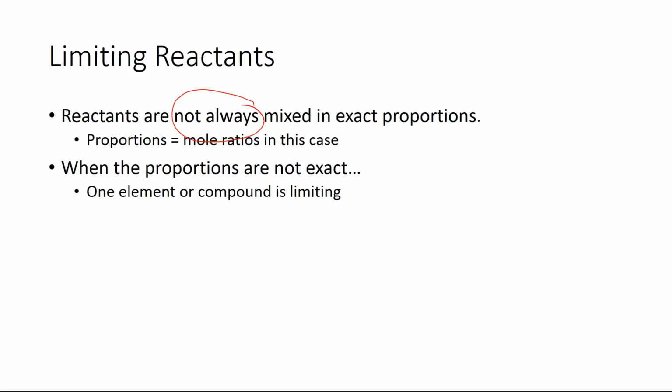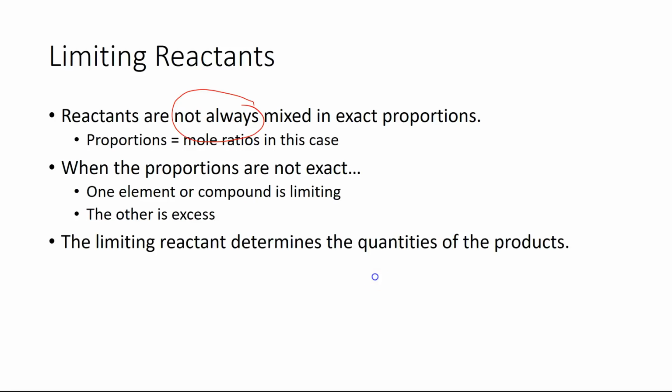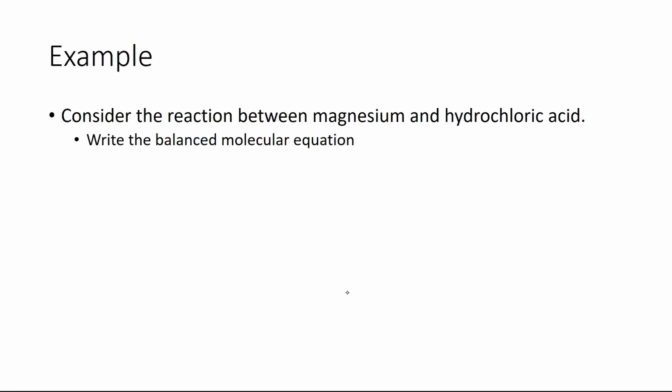When the proportions are not exact, that means that one element or compound is limiting and the other one is excess. What we're going to look at is how do we know which one is limiting and which one's excess? But what we do have to understand is the limiting reactant is the one that determines the quantities of the products.